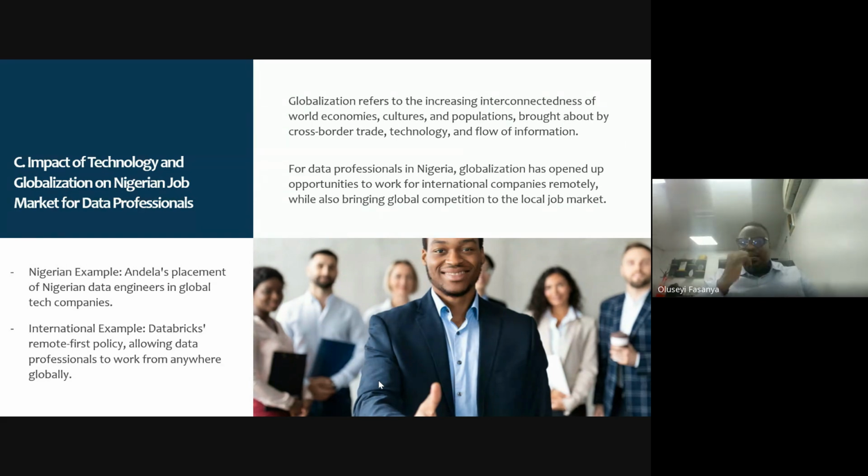Globalization refers to the increasing interconnectedness of world economies, cultures, and populations, brought about by cross-border trade, technology, and the flow of information. For data professionals in Nigeria or all over the world, globalization has opened up great opportunities to work for international companies, either remotely, locally, in a hybrid arrangement, or on a contract basis, while also bringing global competition to the local job market.